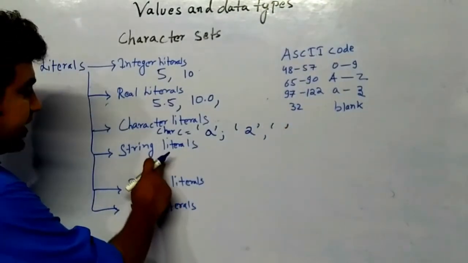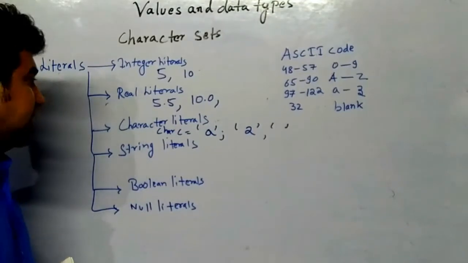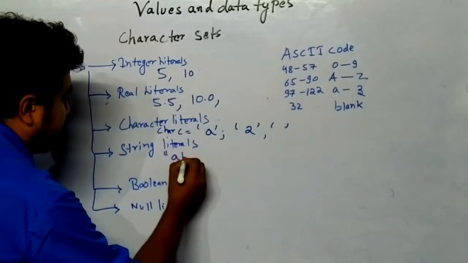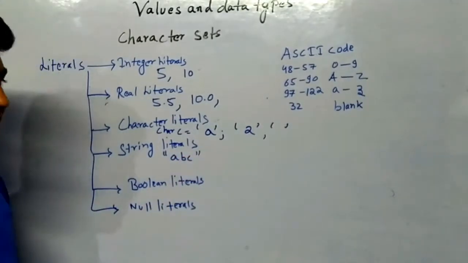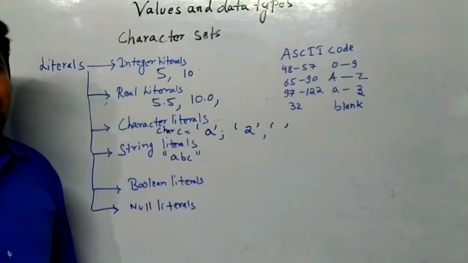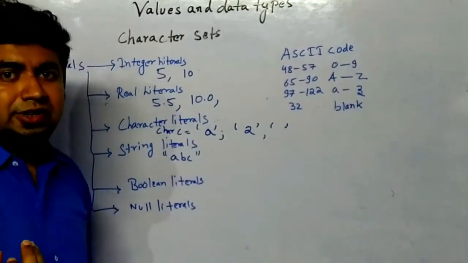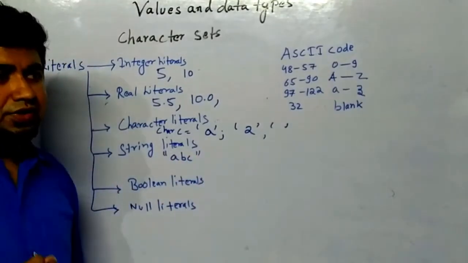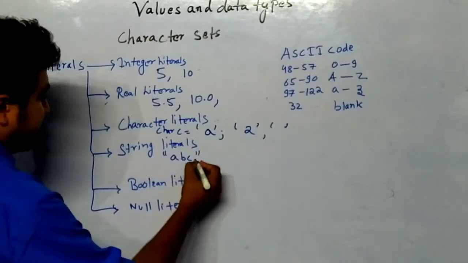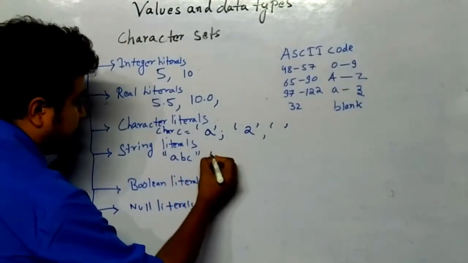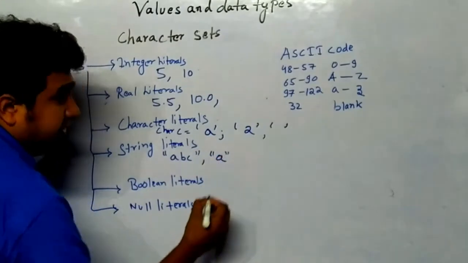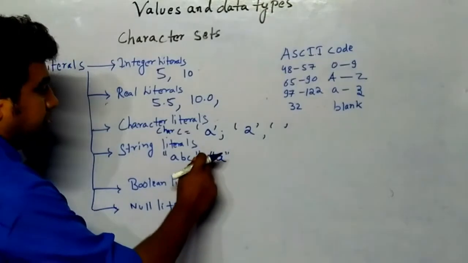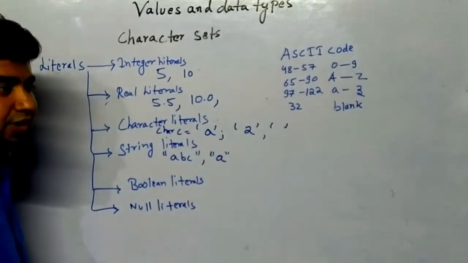Now I will be discussing string literals. String literals are basically anything which is written inside double quotes, like ABC. ABC means more than one character. One or more than one character. You can write one character also within double quotes. But you have to think that if double quotes are present, then it is certainly a string. ABC is a string. A is also a string. Why? Because it is written inside double quotes. You cannot say that this is a character. This is a string because it is written inside double quotes.